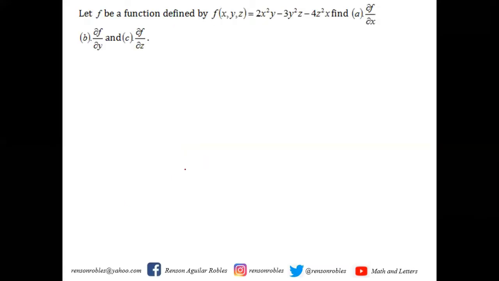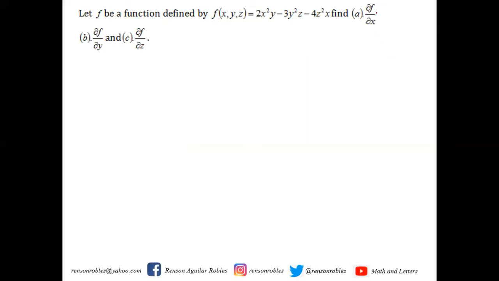Okay, so this time we will be using the theorems of differentiation by applying the formulas of differentiation. Say we let f be a function defined by f of x, y, z equals 2x squared y minus 3y squared z minus 4z squared x. We wish to find all the partial derivatives of f with respect to x, y, and z.